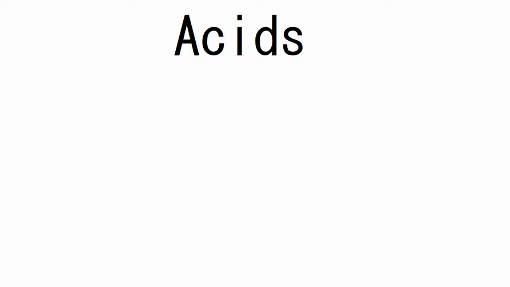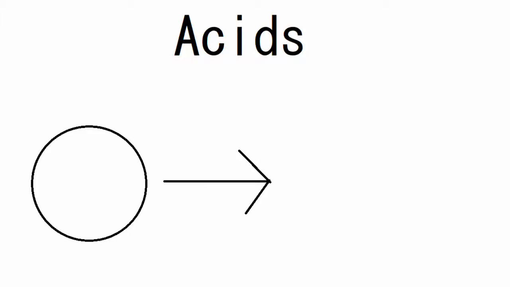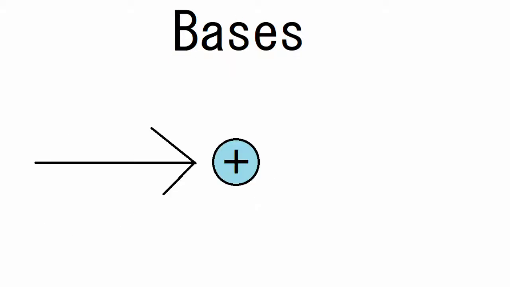First, let's talk about acids. The easiest way to describe an acid is any molecule that wants to donate a proton. A base, on the other hand, is anything that wants to accept a proton that an acid gives off.